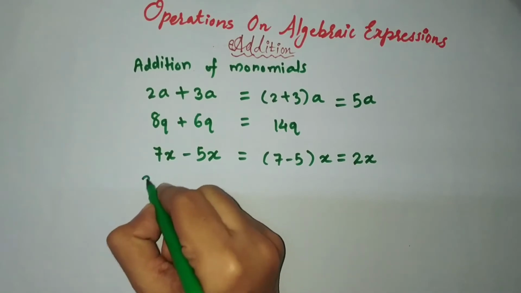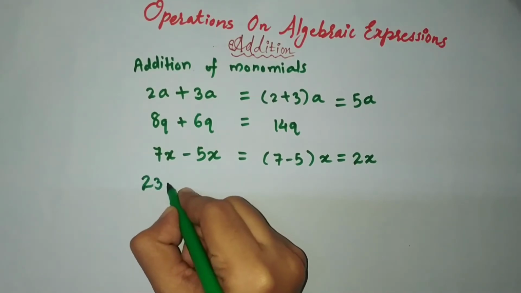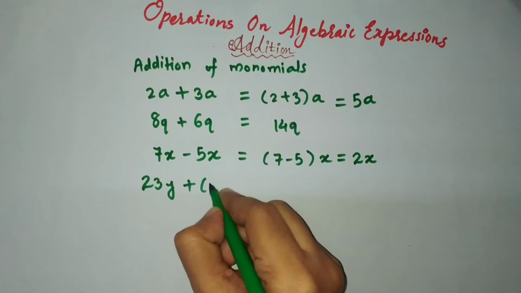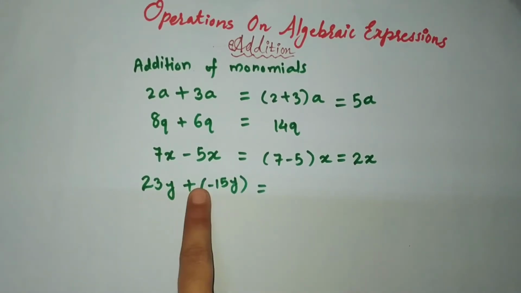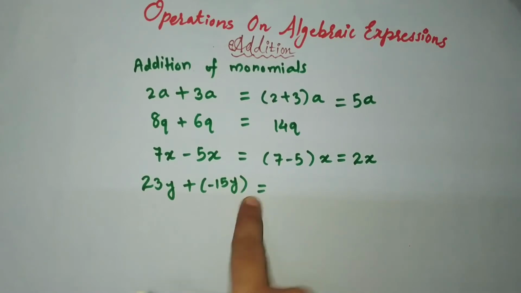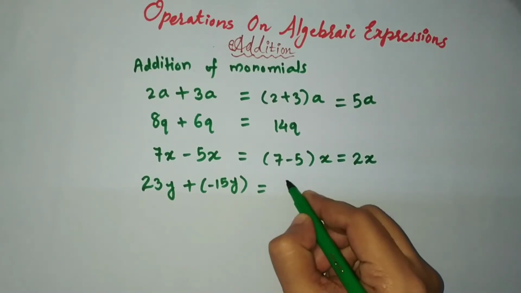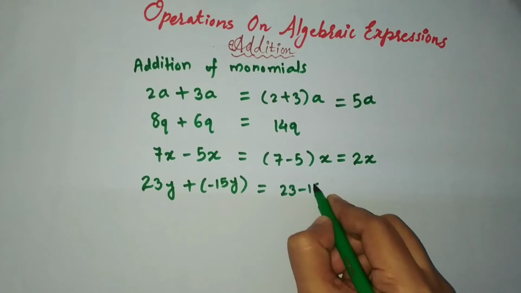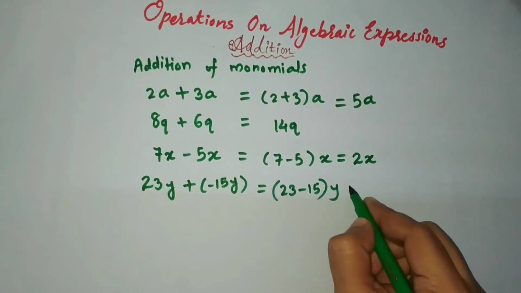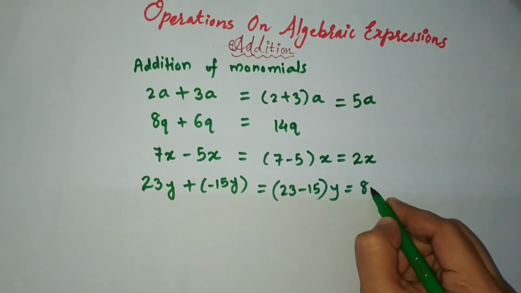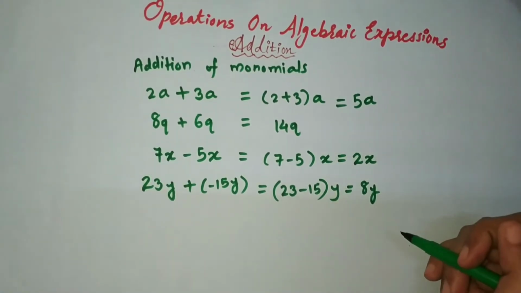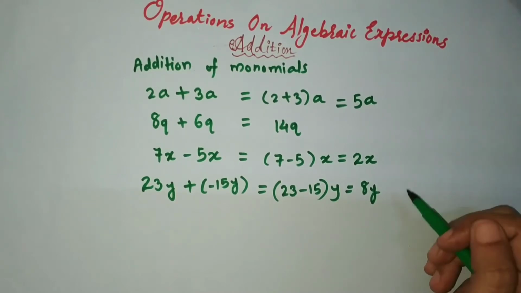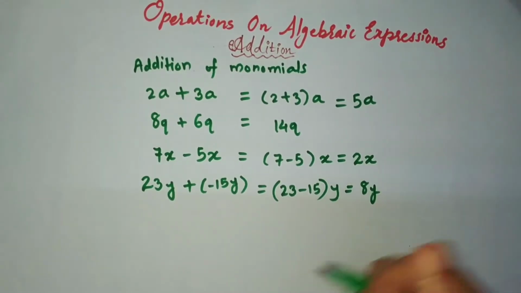Next, suppose you want to add 23y with 15y. So friends, 23y you are going to add with minus 15y. So here you will just perform 23 minus 15, and what is going to come? 8. So 8y will come. So here if you observe, all these additions and subtractions we are performing just for the like terms. There is no operation for the unlike terms.